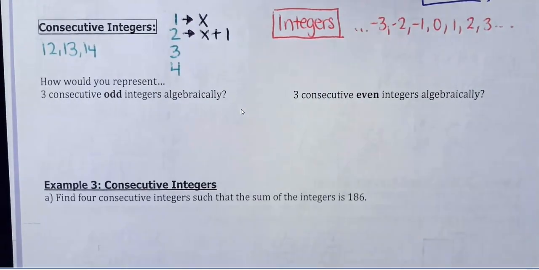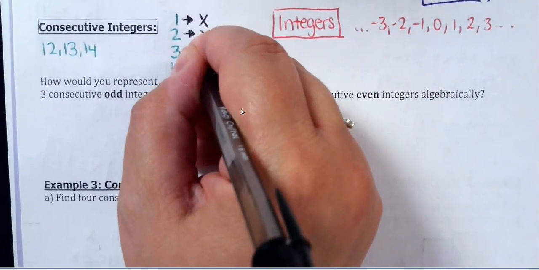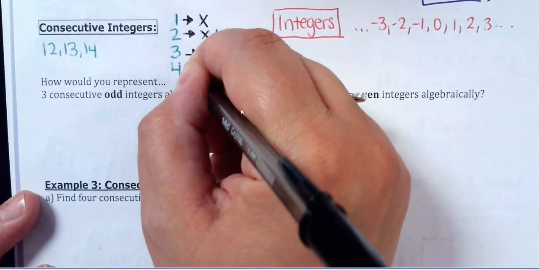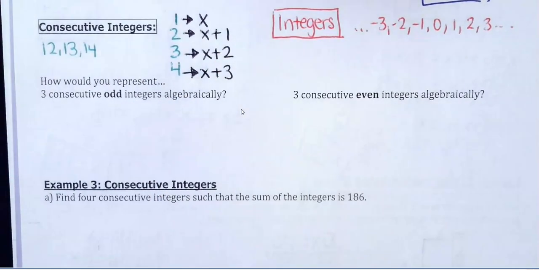How would you represent the 3? X plus, you guys get the pattern here, X plus 2. 4 would be X plus 3. And we could keep going. If they said we had 10 consecutive integers, I could keep writing out expressions like that. And that can make these problems easier to solve.